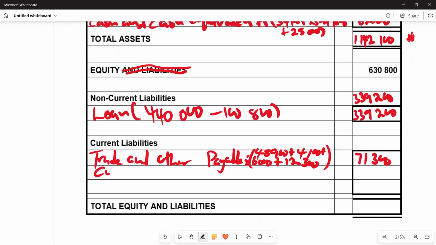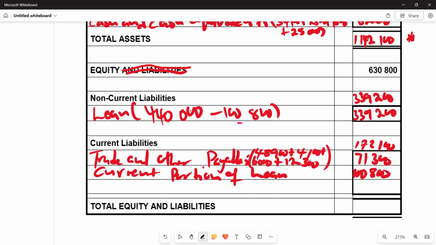And also we've got the current portion of loan. Remember, we've got this 100,800 that we said should be part of current portion of loan. And this is what we have. So we can now add the two to get the total for current liabilities, 71,300 plus 100,800. Then to get 172,100.